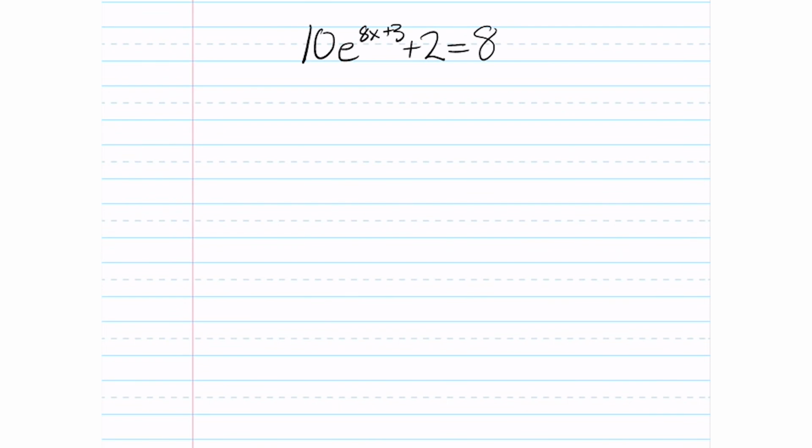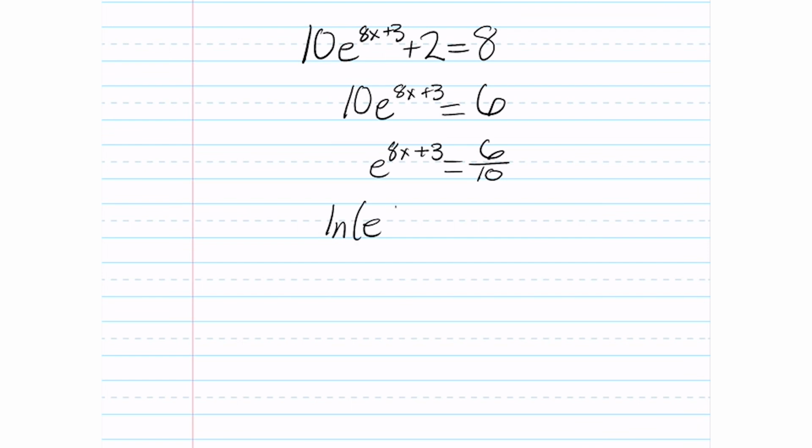Moving on to our next problem, we are going to start by simplifying, and we're going to subtract 2 from both sides of our equation, which will give us 10e to the power of 8x plus 3 equals 6. Then we'll divide by 10 on both sides so we can get rid of that term, which will give us e to the 8x plus 3 equals 6 divided by 10.